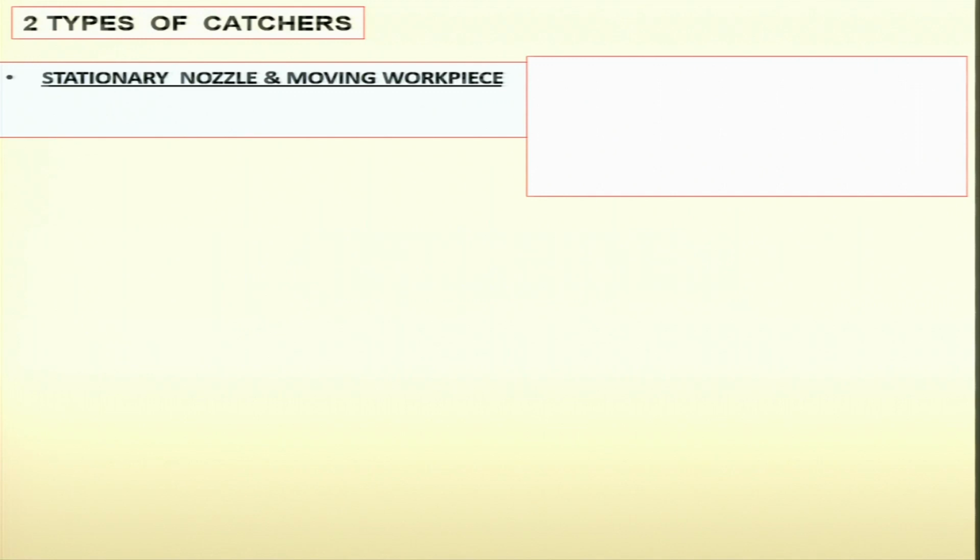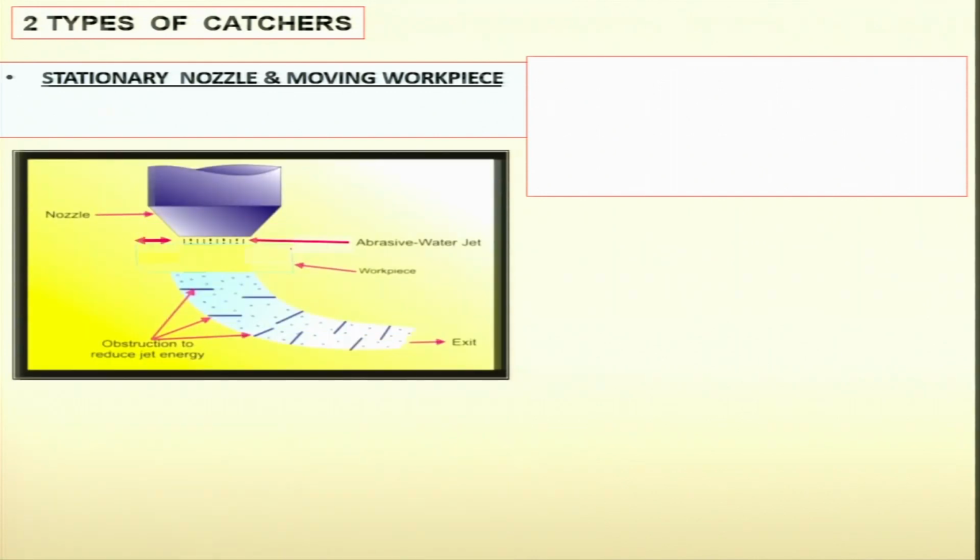There are two types of catchers commonly used in these machine tools: stationary nozzle and moving workpiece. Now you can see here, this nozzle is stationary, but the workpiece is moving as shown over here, either in the left side or the right side, depending upon the required feature. And you can see here a long narrow tube placed under the point of cut. This is the point of cut, and just below this you have the long narrow tube.